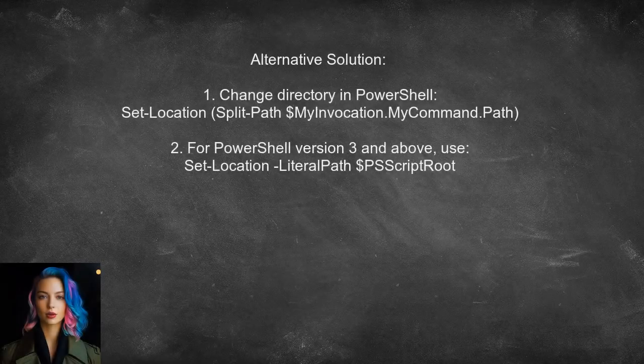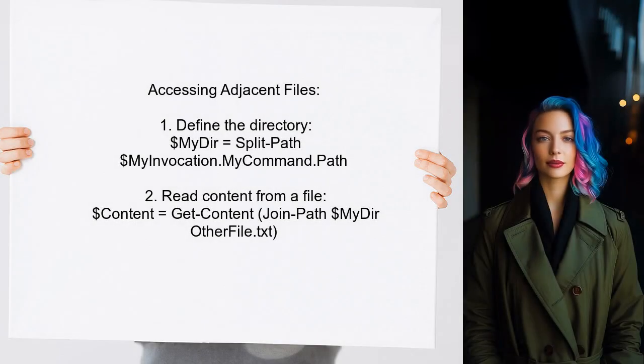An alternative solution suggests modifying the PowerShell script to change its working directory to its own location. You can do this by adding the command Set-Location followed by the path of the script. Additionally, you can use the script's directory to access other files. For example, you can define a variable for the directory and read content from an adjacent file using Get-Content.